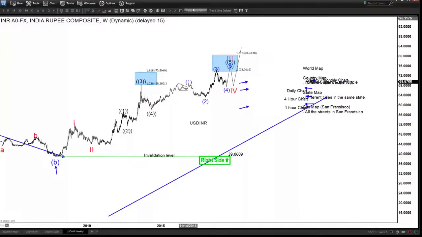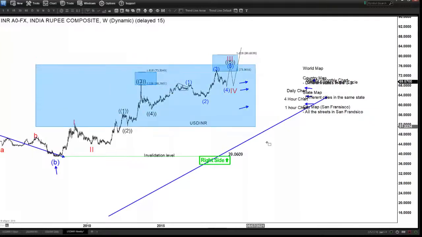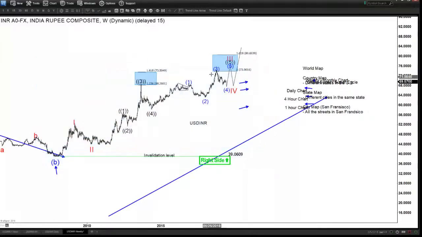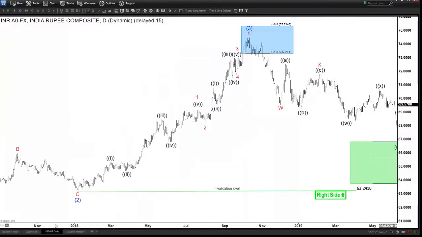Now you can see here on the weekly, I cannot cram all the labels. Can I cram all this subdivision in the wave 3 within the weekly chart? I cannot, because that's too much information. Look, this 1, 2, 3, 4, all this detail here, I cannot cram all those things on the weekly. Impossible.